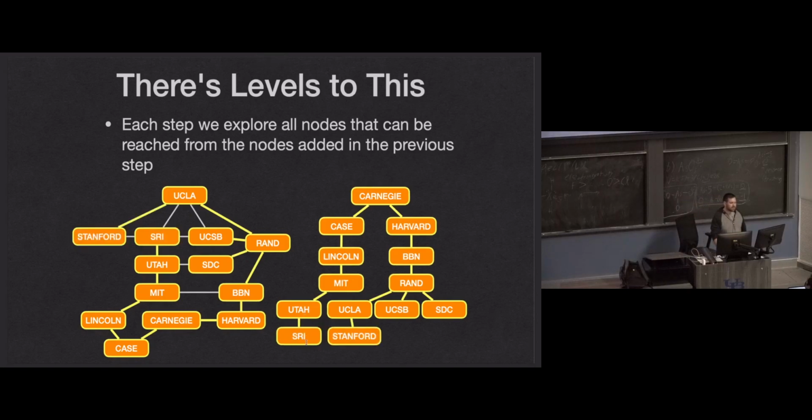Utah is going to discover SRI. SRI could have been explored from any one of 3 nodes. I just chose Utah arbitrarily. And then UCLA is going to discover Stanford.